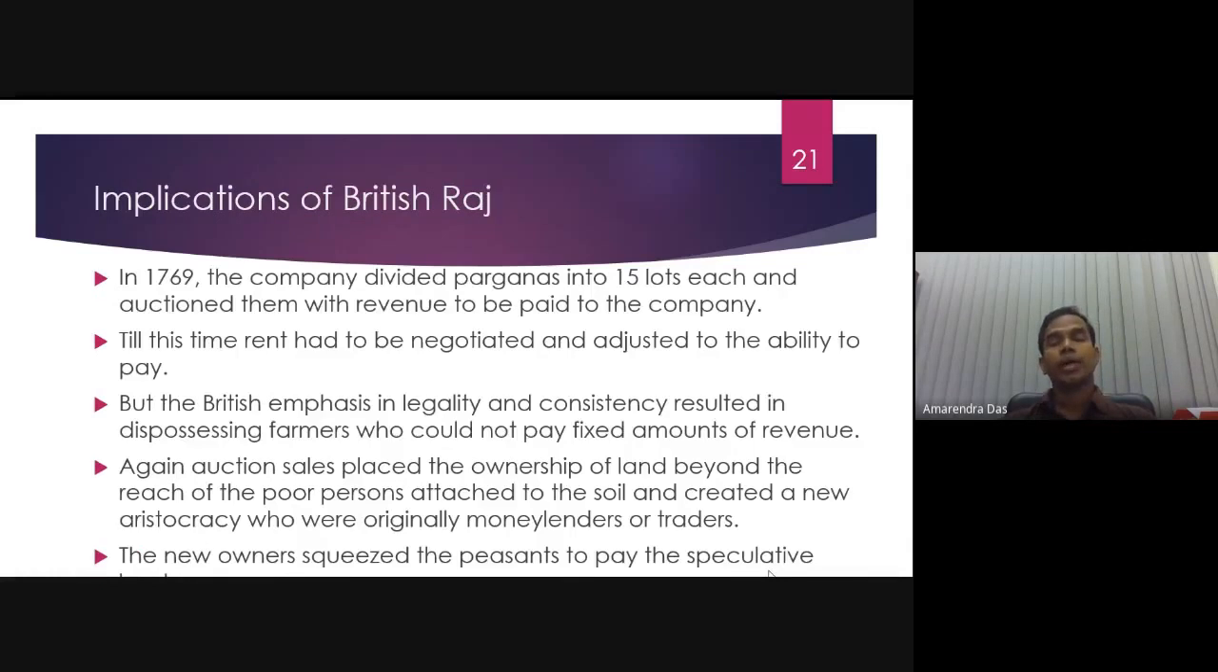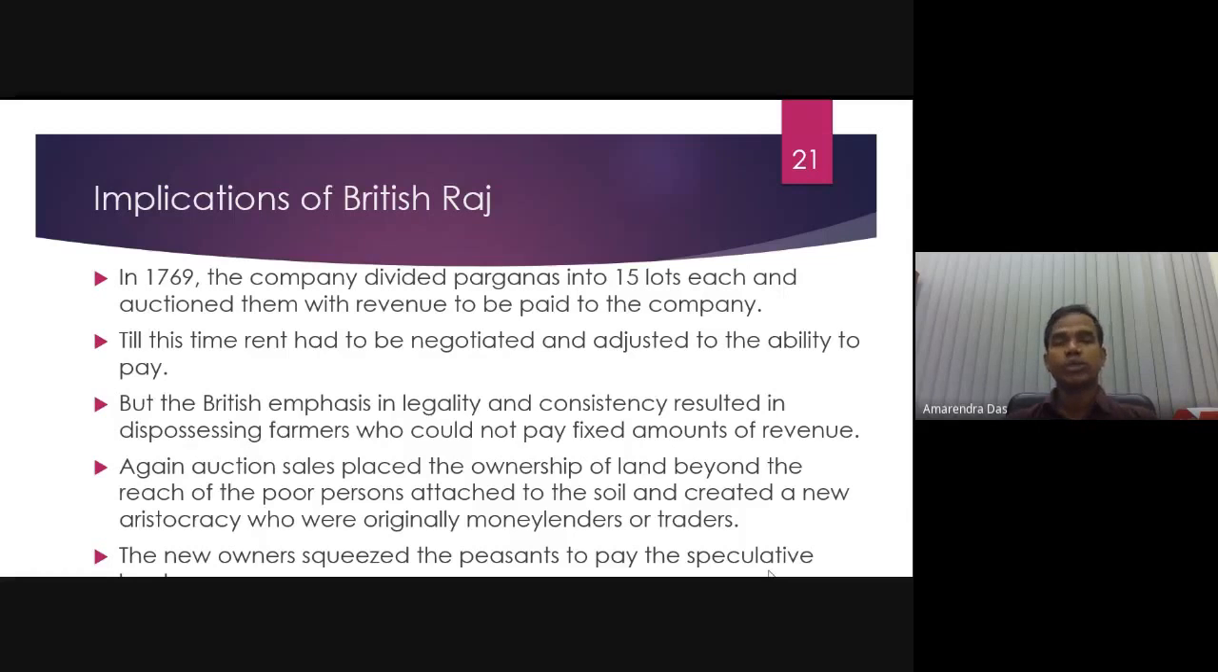And now, if you see the implication of such a land revenue system during the British period, we actually see that in 1769, the East India Company divided all the parganas into 15 lots each, and auctioned them with revenue to be paid to the company. Basically, to get the maximum revenue, they initially auctioned in different regions, and 15 lots were divided. And before this, we saw that this royalty or the land revenue used to be negotiated and adjusted to the ability to pay.